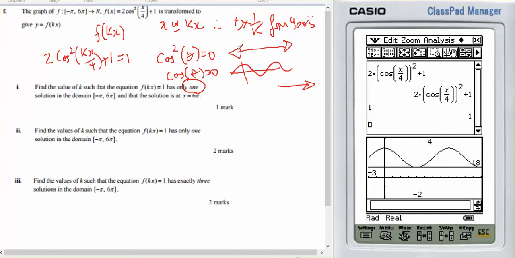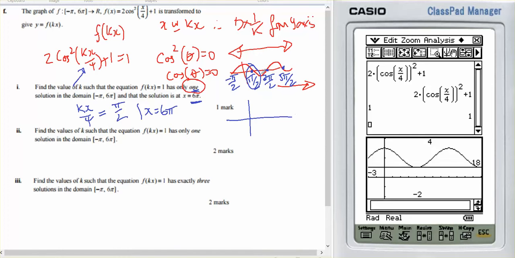So what are all the values of theta where the cos of theta equals 0? I'm going to have values of minus pi on 2, pi on 2, 3 pi on 2, 5 pi on 2. Okay, if that is the case, that I only want one solution, and I want that solution to be 6 pi, then this kx on 4 has to equal pi on 2, and I actually want x to be 6 pi.